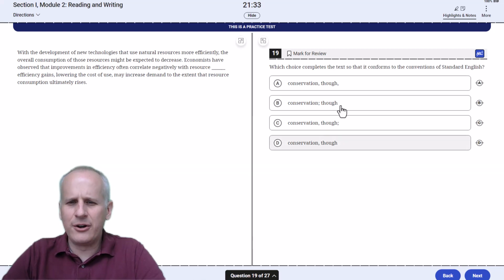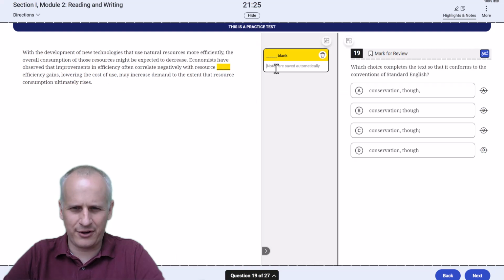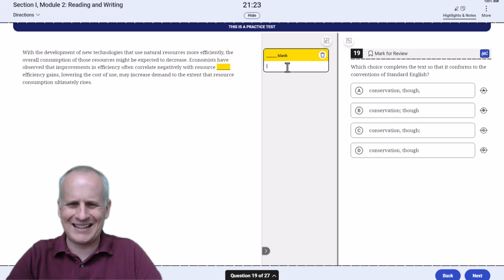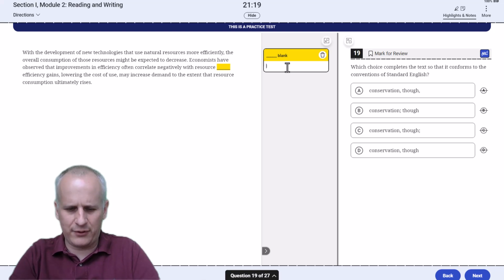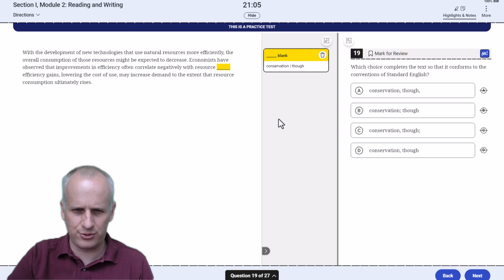So then here we can see we clearly have changes in punctuation. Once again, we're going to highlight the blank here, and we're going to bring in our notes, and use something known as the vertical line test. We're going to put a vertical line in between the two words where our first piece of punctuation comes up in the answer choices. So we can see that there's some sort of punctuation between conservation and though in each of these choices.